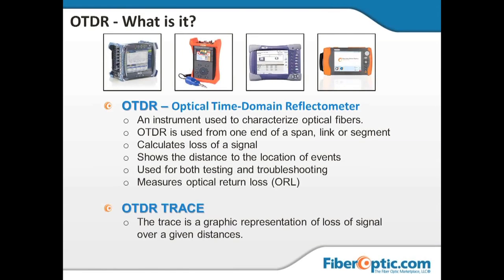The trace that we're going to be talking about and looking at is a graphical representation of the losses that occur over given distances on the fiber in that moment. It is a snapshot in time. And of course, any changes that you make, even in real time, can affect the trace.